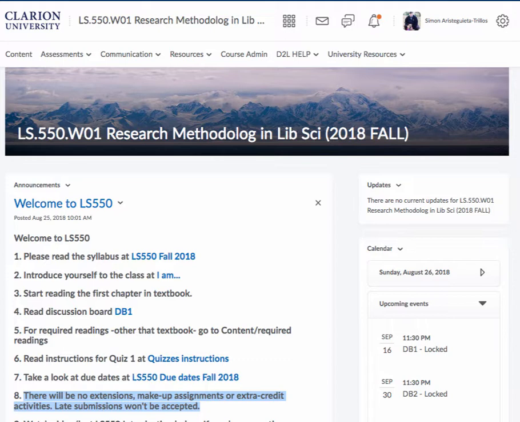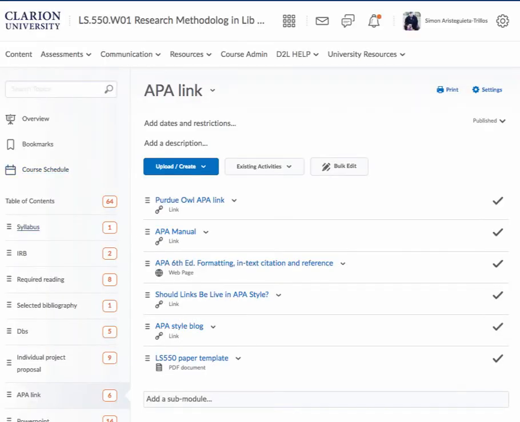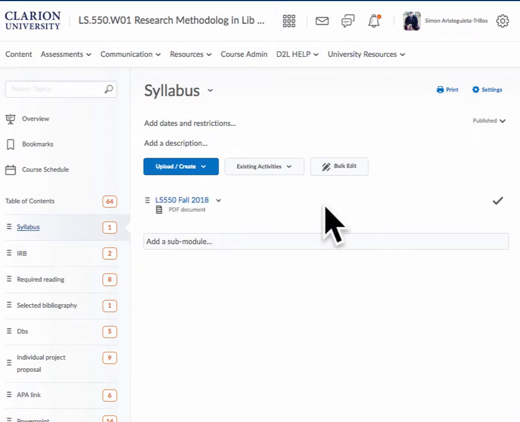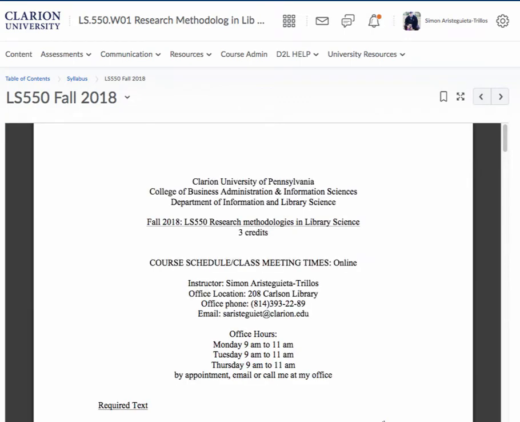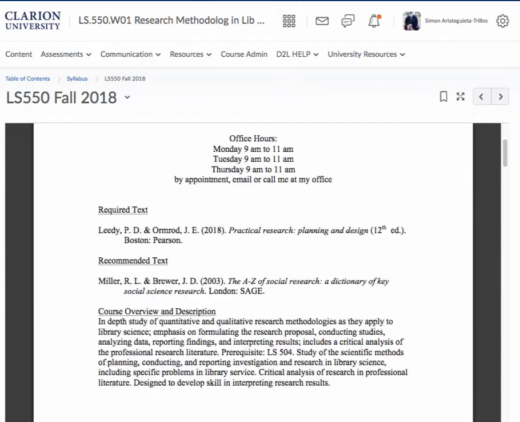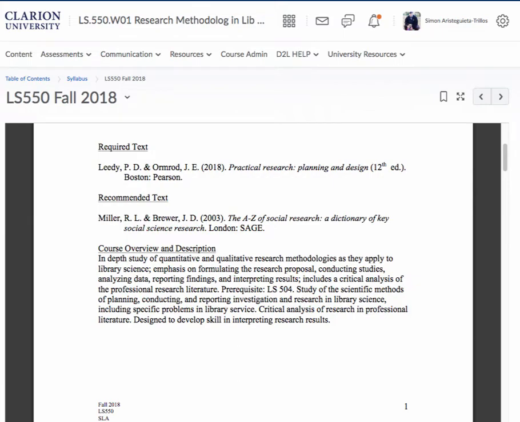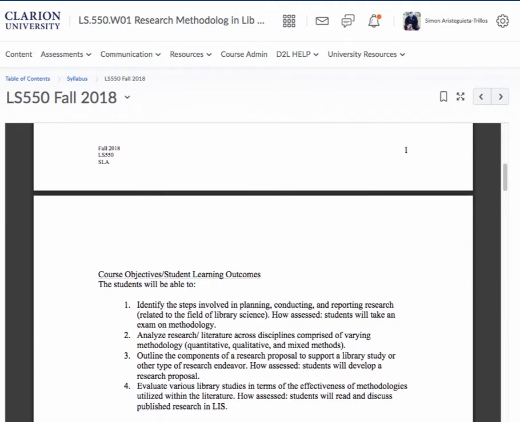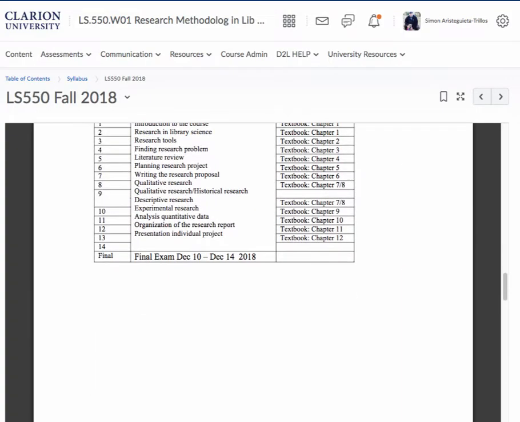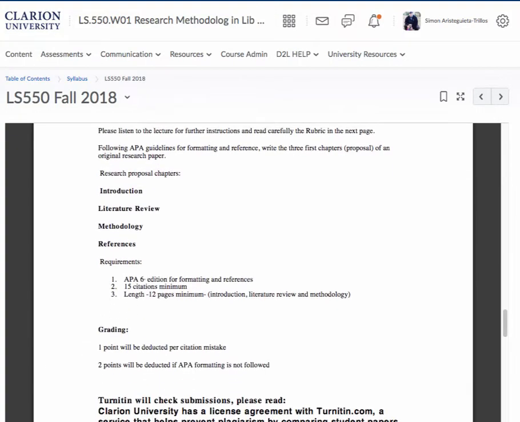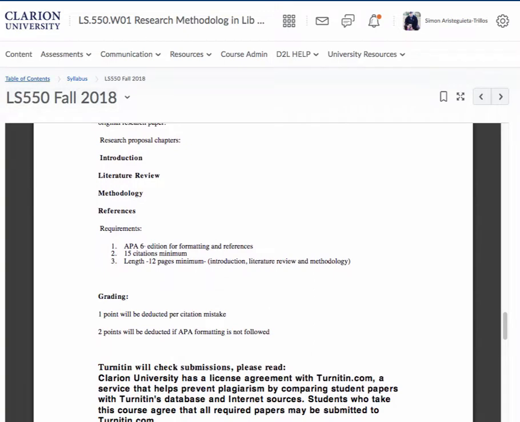Okay, so if we go to the content area, you can see the syllabus right here. If you need the syllabus, you can download the syllabus, and please make sure you read the syllabus. I'm not going to read the syllabus to you because then this video will take too much time, but you can read the syllabus at your own pace. Let's see what else is in the table of contents.